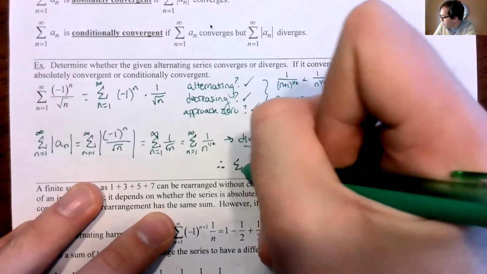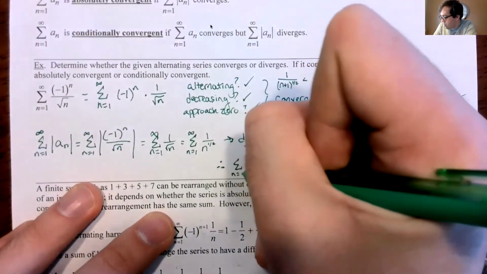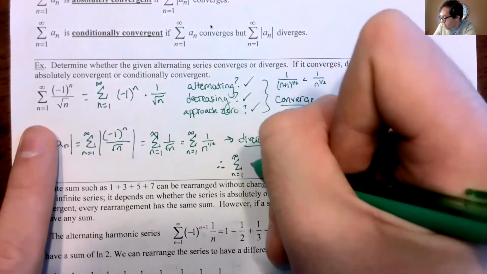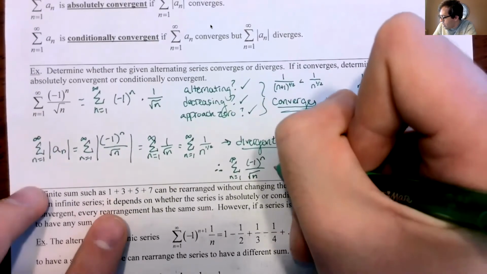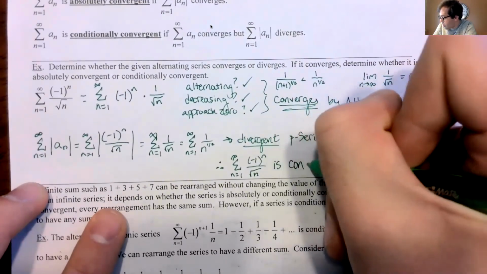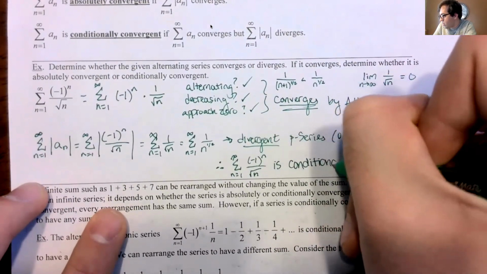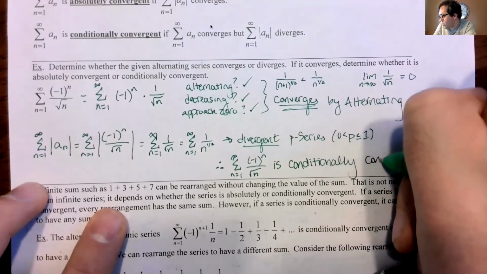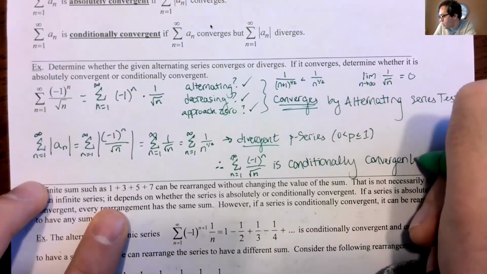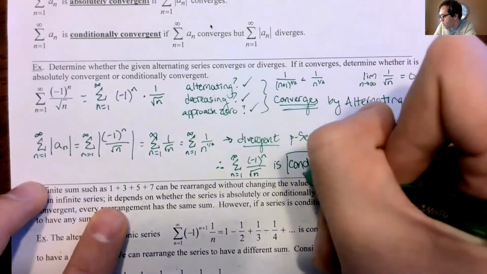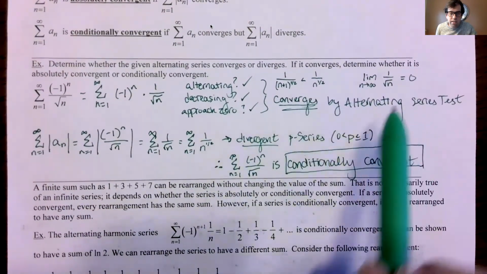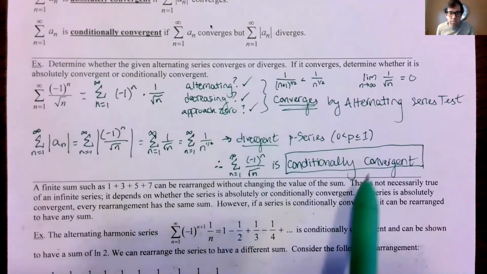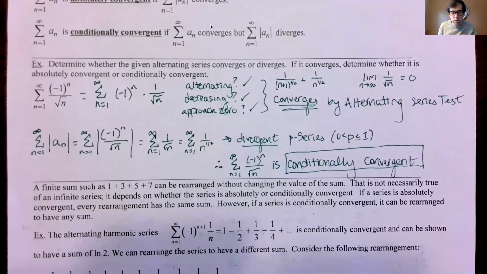So we can say the sum from n equals 1 to infinity of -1 to the n over the square root of n is conditionally convergent. Okay, and we've already stated all of the tests that we used. So in our final statement, we don't need to state any sort of convergence test. We already did all of that work.